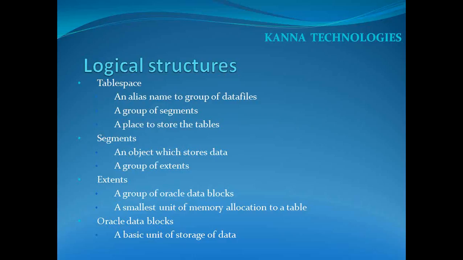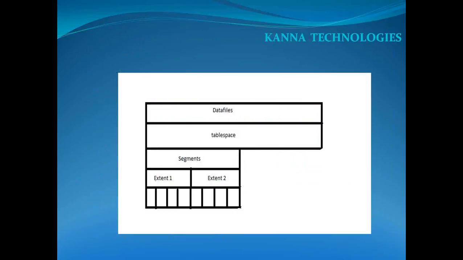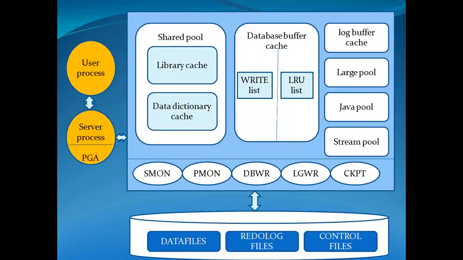Okay, so that is how we have the logical structures in place. Oracle data blocks are the actual location where our rows are going to be stored, a group of blocks we call an extent, a group of extents we call a segment, and a group of segments we call a table space. And a table space will be based on a component called data files. If you look at the architecture diagram, you can see there is a component called data files. Based on this component only, you can create table spaces.